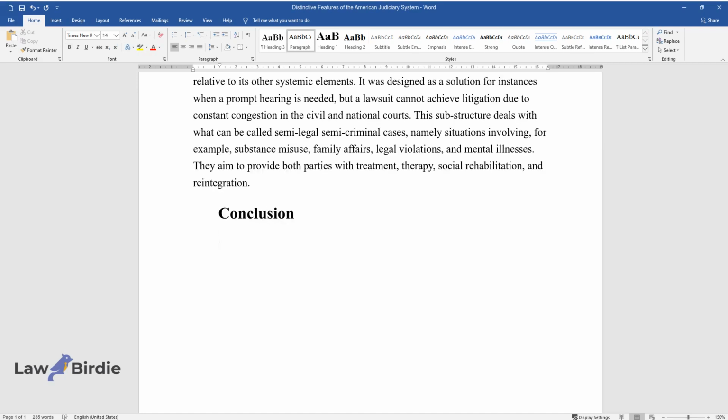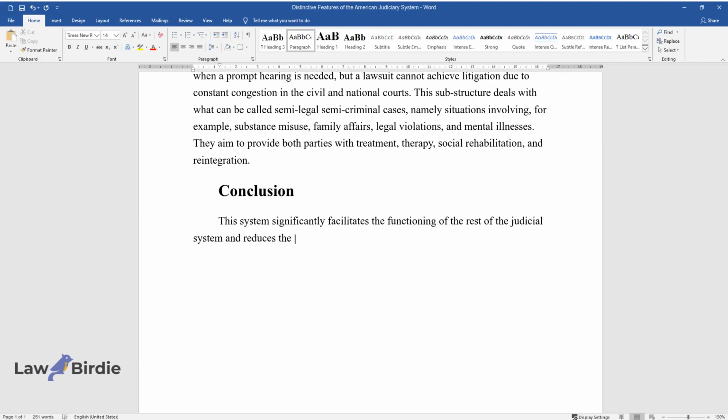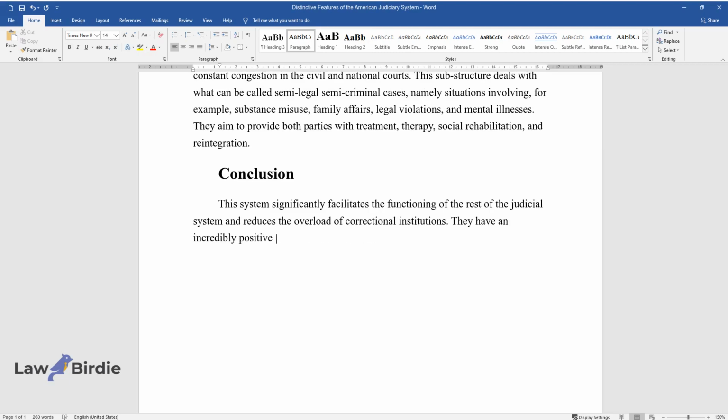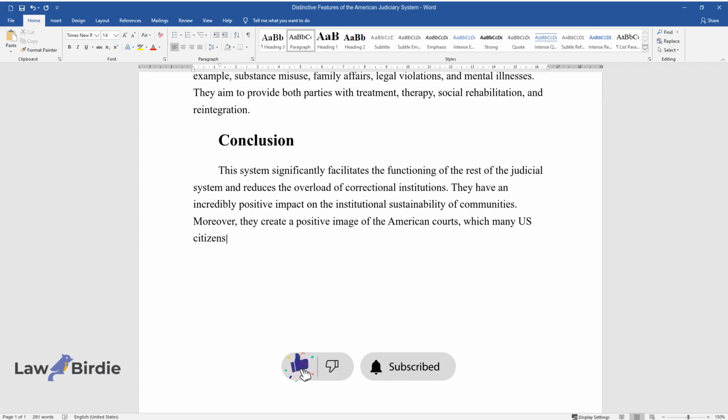Conclusion. This system significantly facilitates the functioning of the rest of the judicial system and reduces the overload of correctional institutions. They have an incredibly positive impact on the institutional sustainability of communities. Moreover, they create a positive image of the American courts, which many U.S. citizens do not trust and consider biased in their verdicts.